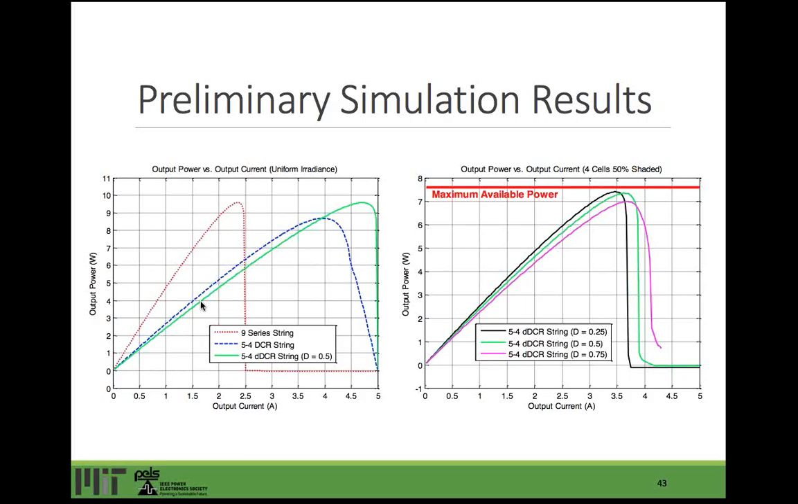On the plot on the right, we're showing a simulation with 4 cells partially shaded. Under this condition, the additional degree of freedom in the current splitting ratio can actually be used to minimize the amount of power processed in order to maximize the power extraction. The full paper and the presentation in October will also show power contours versus both output current and the current splitting ratio, and discuss how to perform that power optimization.